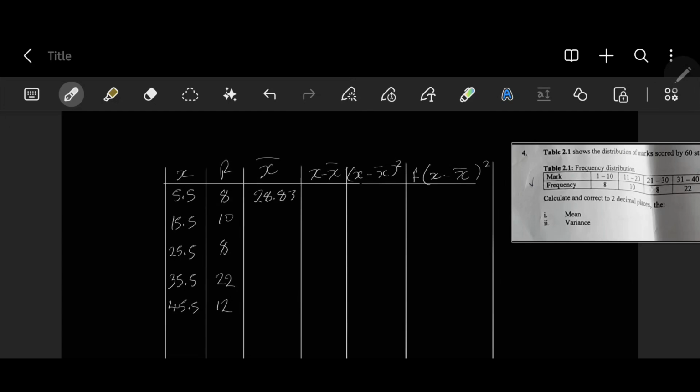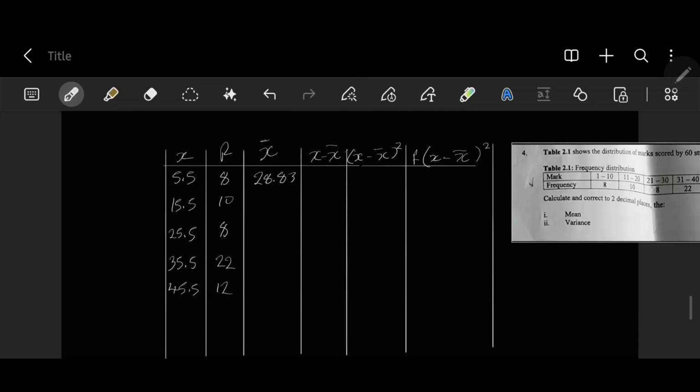Okay, so I've created a table for that. You can see in the table we have the mark for each class, for each student. We have the frequency, and the mean, x bar. x bar is the same for all of them, it's just the mean. Then we have columns for x minus x bar, x minus x bar squared, and then f times (x minus x bar) squared.